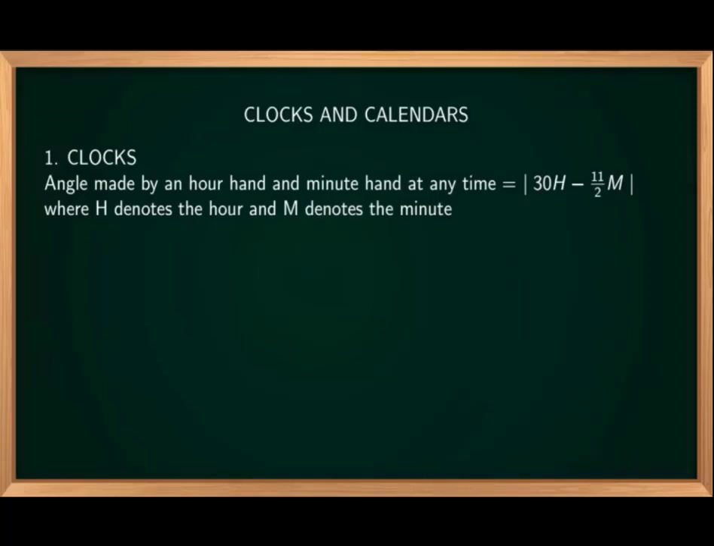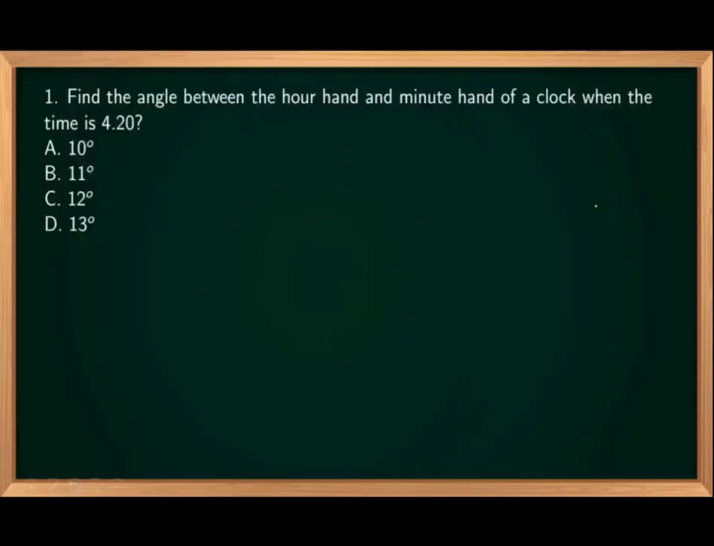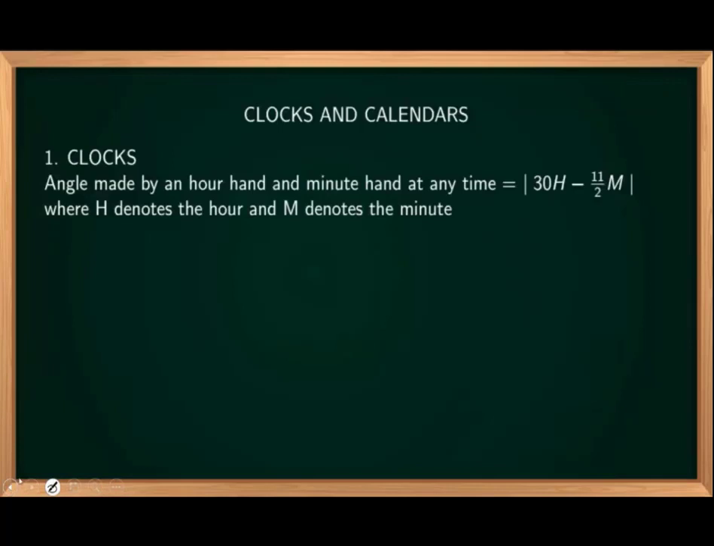First, just note down these equations. The angle made by an hour hand and minute hand at any time equals the modulus value of 30h minus 11 by 2m, where h denotes the hour and m denotes the minute. So just note down the equation: 30h minus 11 by 2m.